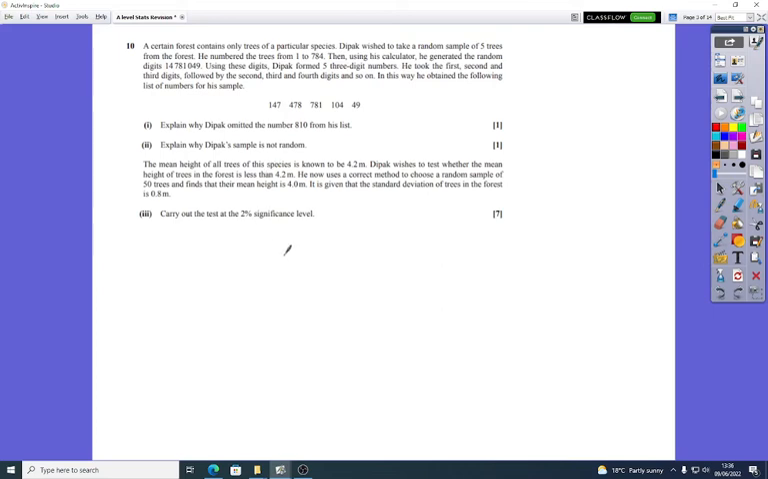Okay, let's have a quick read of this question. A certain forest contains only trees of a particular species. DPAT wishes to take a random sample of 5 trees from the forest. He numbered the trees 1, 2, 7, 8, 4. Then using a calculator, he generated random digits. Using these digits, DPAT formed 5 three-digit numbers.